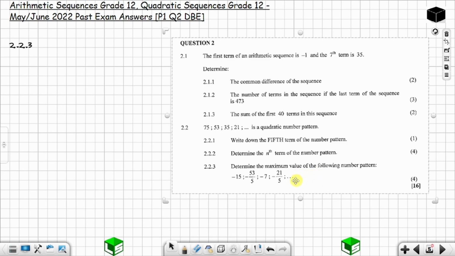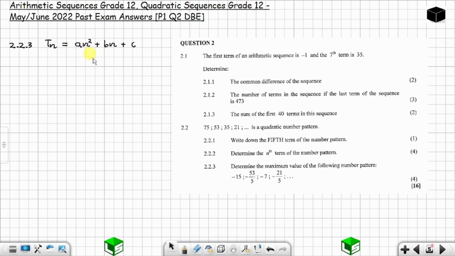Okay, so this question is under quadratic number pattern. So it's under 2.2. So obviously, this is also a quadratic number pattern, but let's see. Okay, we are going to determine the maximum value of this number pattern. Okay, and this question is 4 marks. So before we can determine the maximum value of this number pattern, let's get the general term of this number pattern. Okay, the general term of this number pattern will be in this form. Okay, I am sure that this is a quadratic number pattern. Okay, we are going to see.